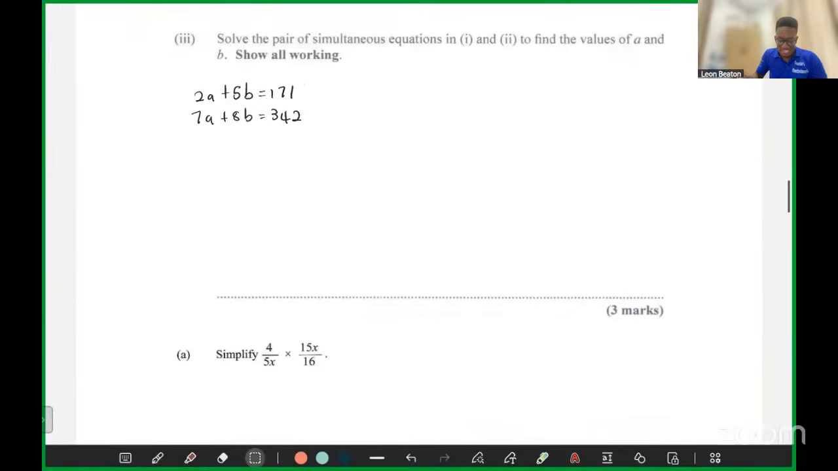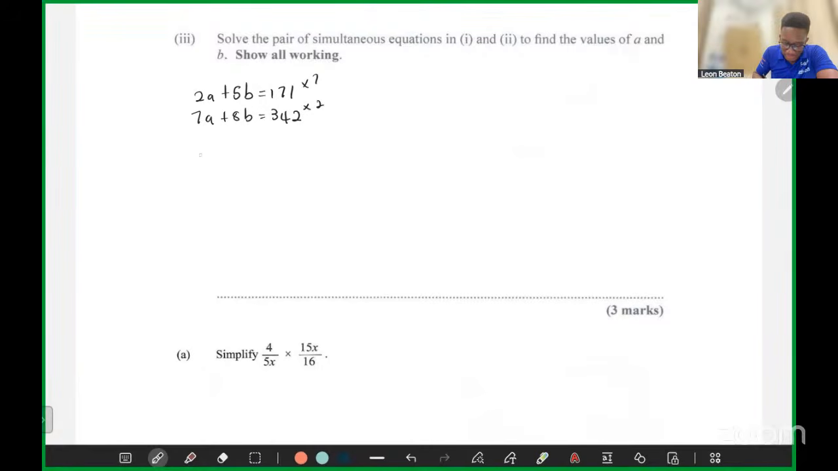So to solve this, I know students, you love solving these things. You love solving simultaneous equations. So this should be fairly easy. This is one of the fan favorites. So I'll use the elimination method. I multiply the top here by this 7, and I multiply the bottom here by this 2.